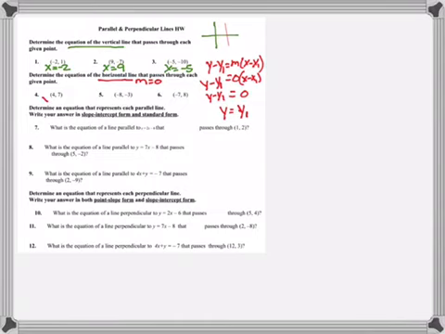So for 4, y is going to equal 7. For 5, y will equal -3. And for 6, y is going to equal 8. And those are my equations for a horizontal line that passes through those points.